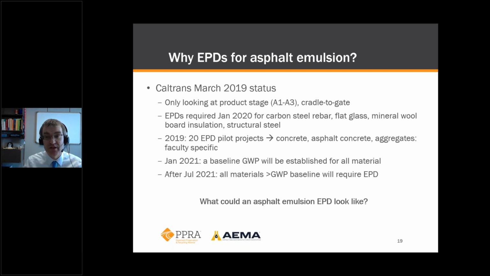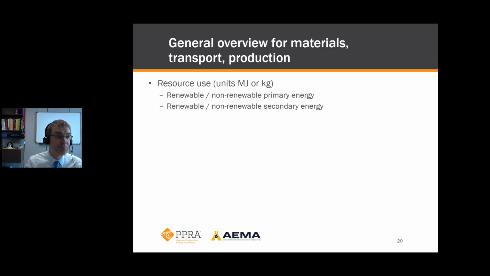So what could an emulsion EPD potentially look like? I assume there'll be some sort of general overview for materials, transport, and production. So this will include resource use from both renewable and non-renewable, both primary and secondary energy sources. There'll also be a section for secondary materials, so things that aren't necessarily produced that go directly into the asphalt emulsion, but are required in order to make the components of asphalt emulsion. Those are the secondary uses. We'll probably also be looking at the net use of fresh water.